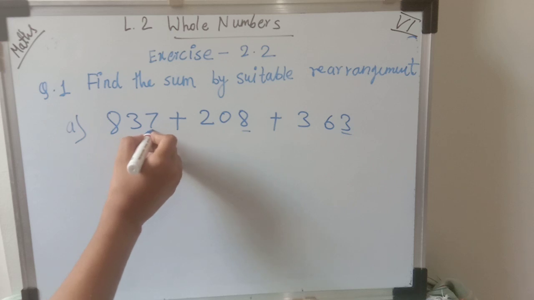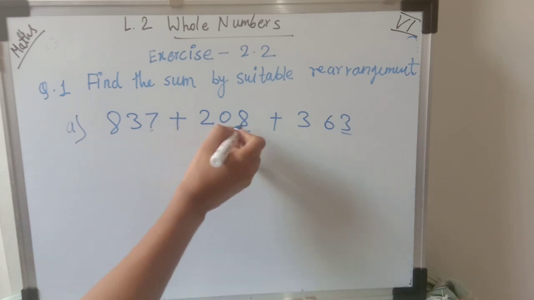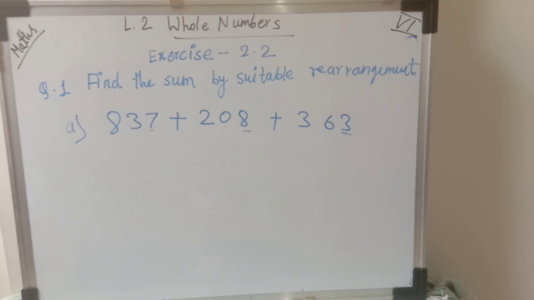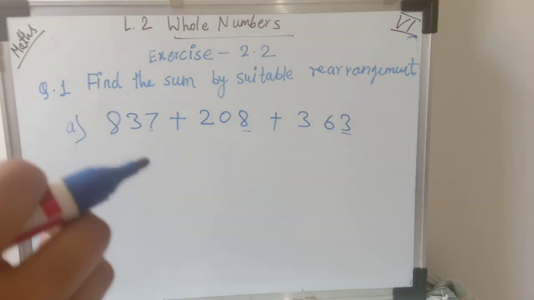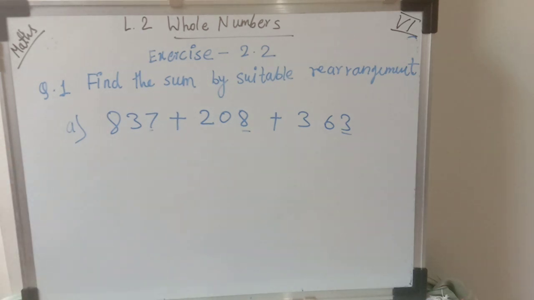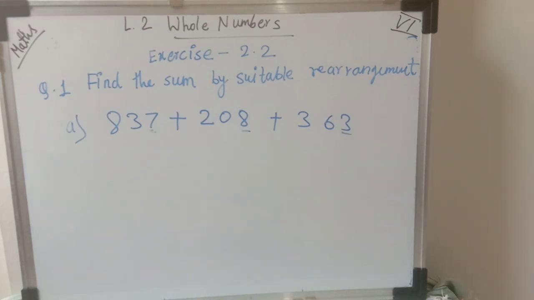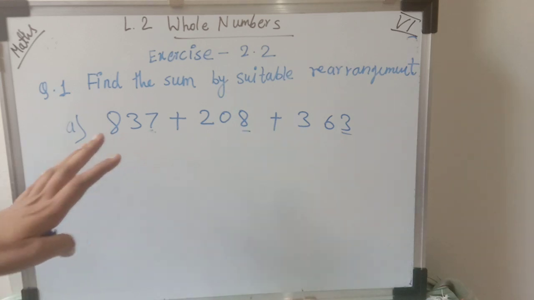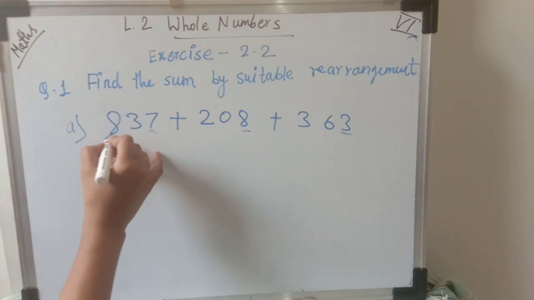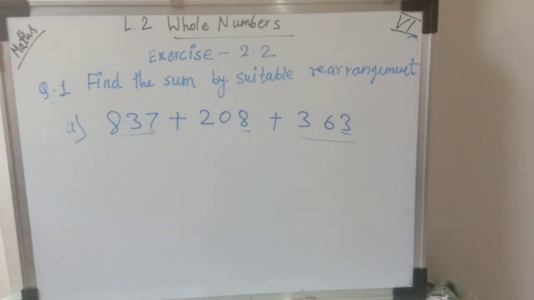If for example we take these two numbers first, 7 plus 8, we'll get 15. As I told you before, when you are doing multiplication or addition, try to get an answer with a value near 0, 10, 100, because it will be very easy to solve the example. So if I add 7 and 3, I will get 10, means there is a 0. So it will be easy for us to solve this example. So first we'll add 837 and 363.